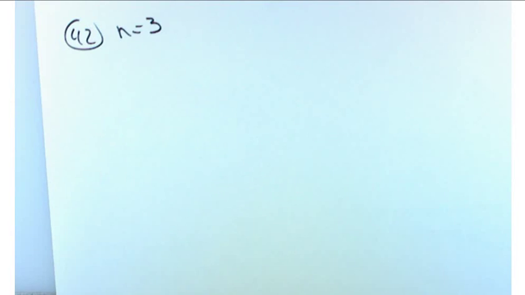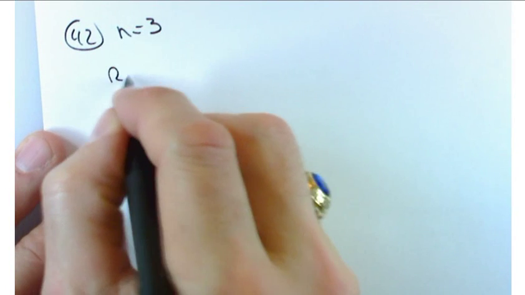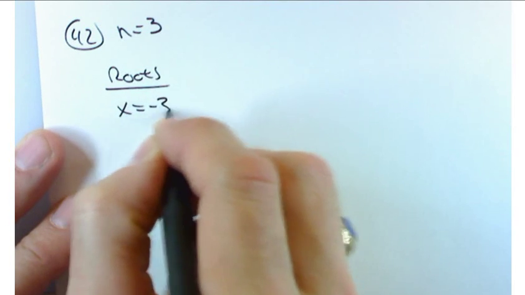Let's do one last one like this. The little trick in this, where it gets a little bit more difficult, is if you have something a little bit more involved for your complex root. And we'll see that with problem number 42. We want a degree 3 polynomial. So n equals 3. And we've got a root at x equals, was it -3 or 3? -3, thank you. So roots x equals -3, x equals 1 plus i.